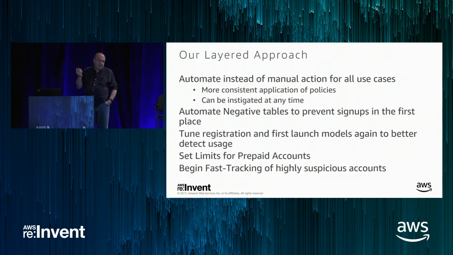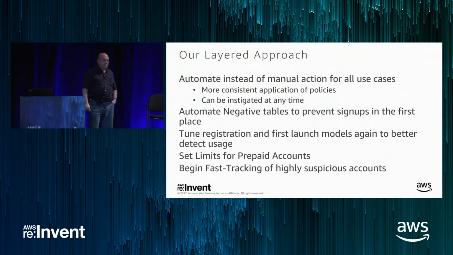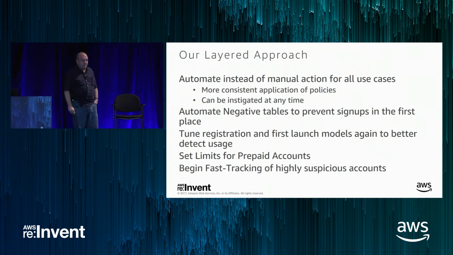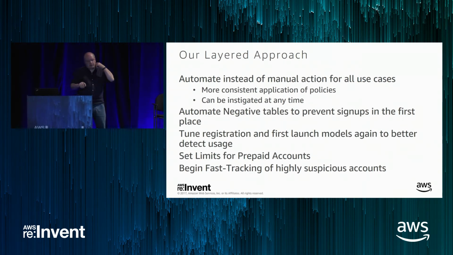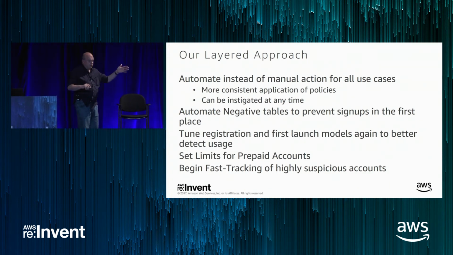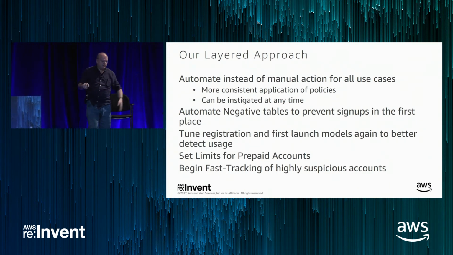So now we need to double down, right? We need to automate instead of taking manual actions, right? Because we're doing a lot of this stuff by hand, and I've got a lot of people sitting around making phone calls to confirm credit cards, and a lot of people going back and forth, right? With automation, you get more consistent application of policies. You can do it any time. You don't have to do it once a week, right? It becomes more real time.